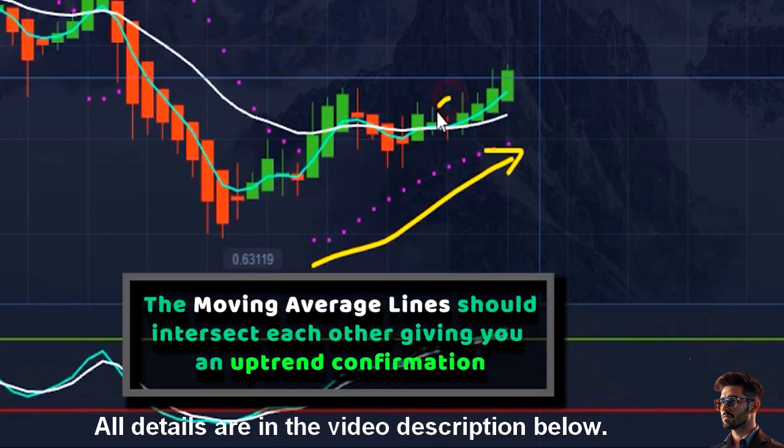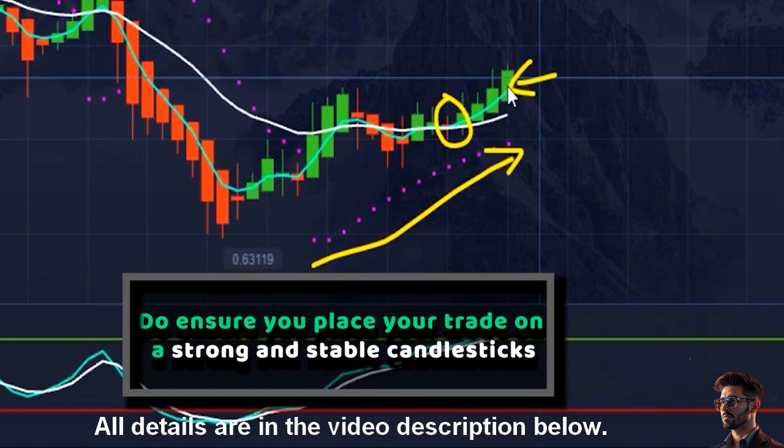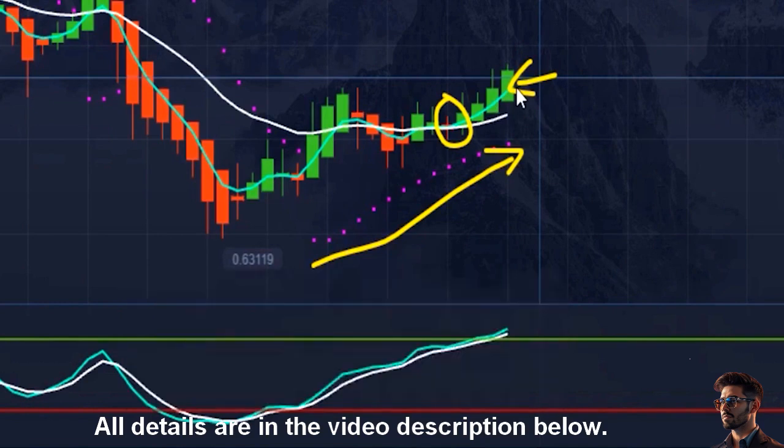The second thing is to make sure that there is an intersection of both moving averages. Make sure that the 2 lines intersect each other, and both lines are also giving a very strong confirmation of an uptrend. This is actually a very perfect moment. This is where we're going to enter our trade, because this candlestick is stronger than the 3 candlesticks that have been generated before it. So when you have this kind of position, make sure you enter the trade.